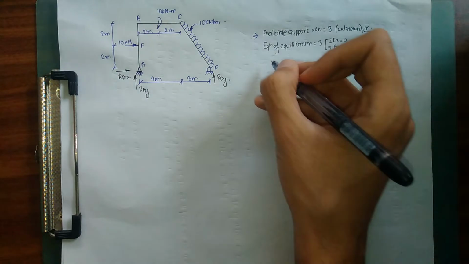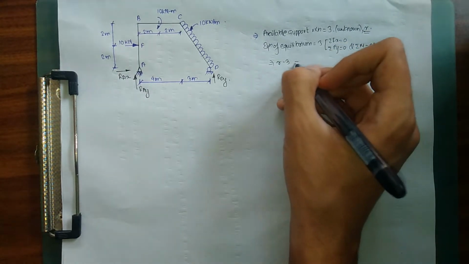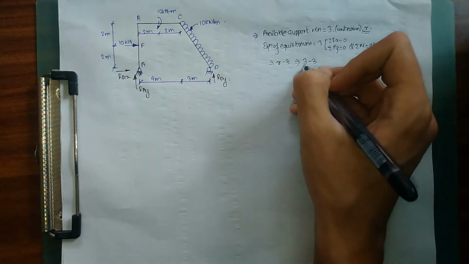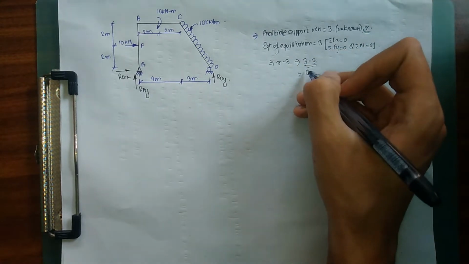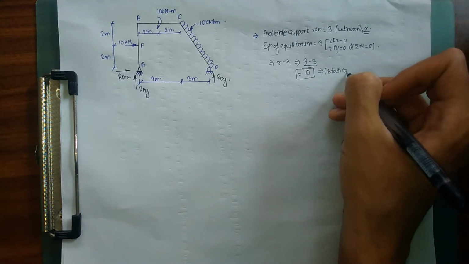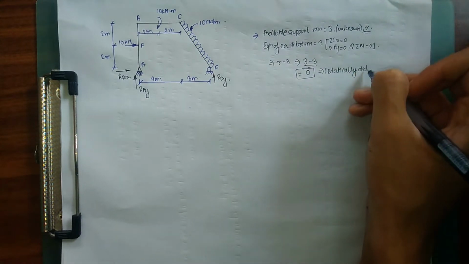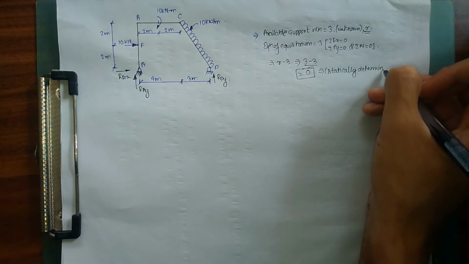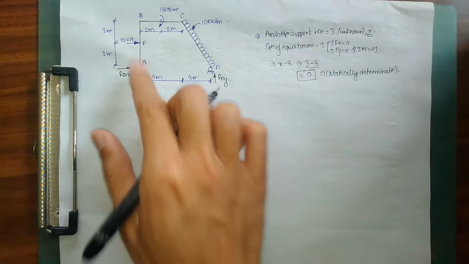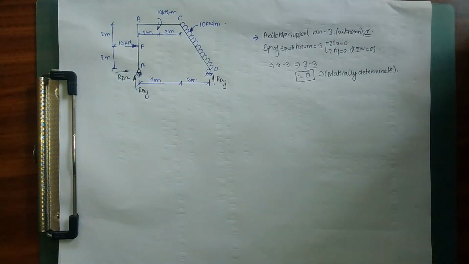So right now we have R minus 3, which is, now we have three unknown support reactions, which is 3. We have three equations of equilibrium, so 3 minus 3 is equal to 0. So right now our frame is statically determinate. You can show this as well while doing your frame analysis. So our frame is statically determinate.